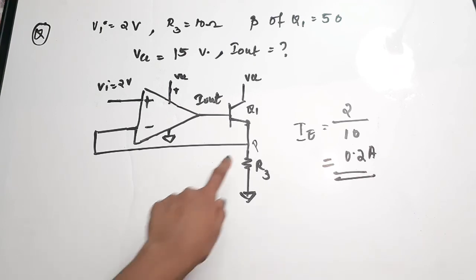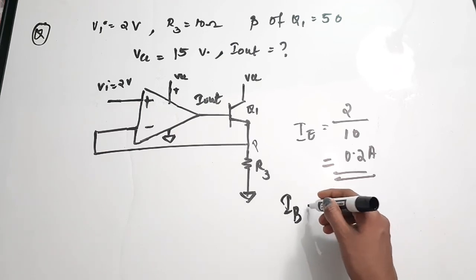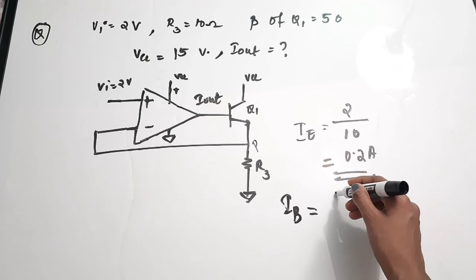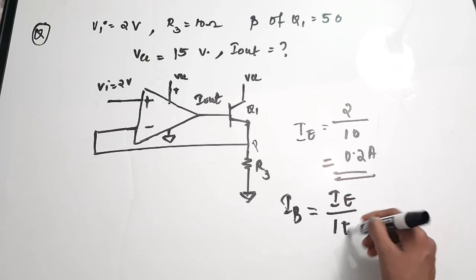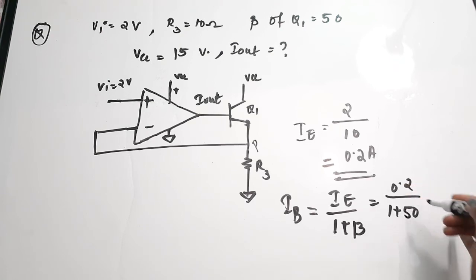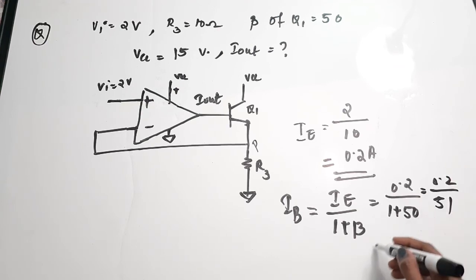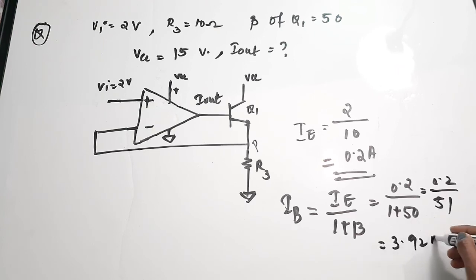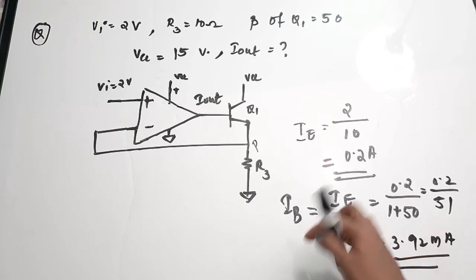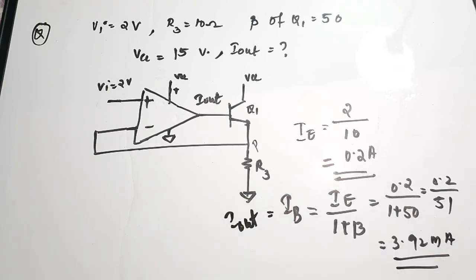Now you don't need the emitter current, you need the base current. So the base current IB is equal to IE by 1 plus beta. That is a relation. IE is 0.2, divided by 1 plus 50, that is 0.2 by 51. The value that you will get is 3.92 milliampere. So IB is nothing but I out. The value of current I out is equal to IB, which is 3.92 milliamperes.